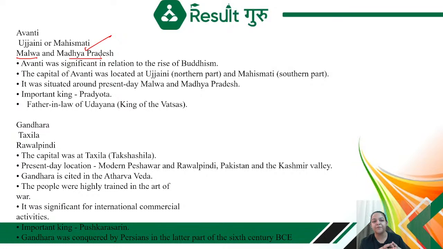So, the capital of the northern part was Ujjaini, okay? And the capital of the southern part was Maheshmati. So, you have to remember this, don't forget: southern part was Maheshmati and northern part was Ujjaini. Now, it is situated in present-day Malwa and Madhya Pradesh. Who is the important king here? The important king is Prayodatta, and he was the father-in-law of Udayana, which is the king of the Vatsas.